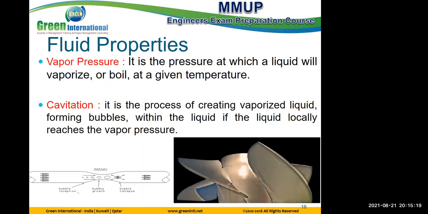Let's see another property. This property is very important, mainly for one of the famous applications for mechanical pumps. First let's see what the property means and then see the problem. The property is called vapor pressure. What is vapor pressure? It's the pressure at which a liquid will vaporize or boil at a given temperature. You can use this point to understand it.